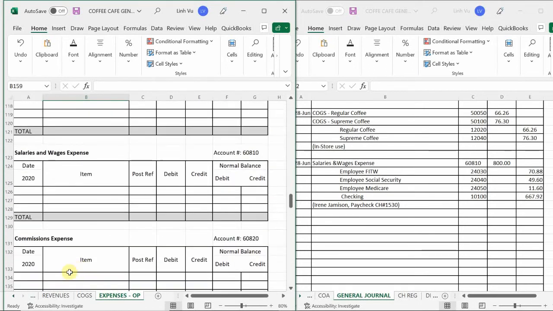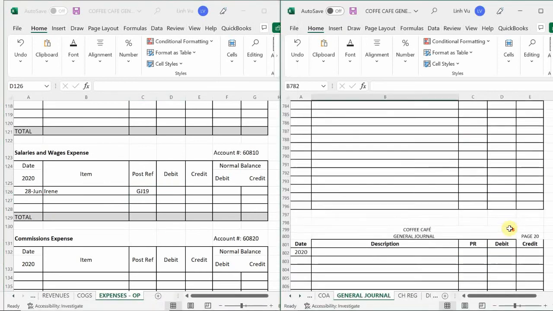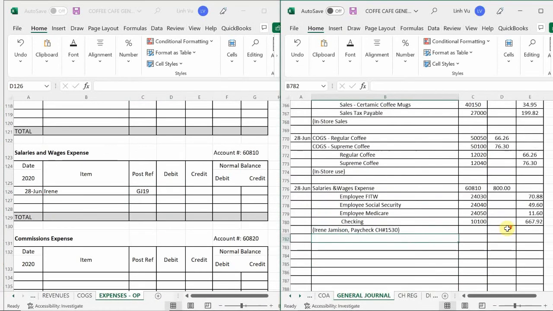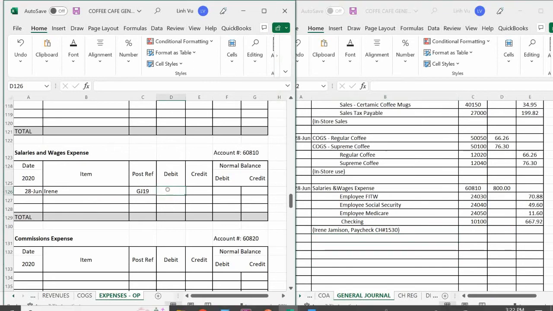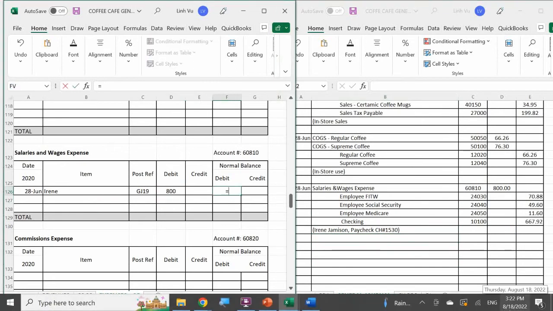Here we go, salaries and wages expense. You could say just for Irene. We are on 19. Okay, for $800 because that's how much she earned. If you want to put how much she earned in the parentheses here on her notes, that's up to you. In this case, it's straightforward that this is just for Irene.